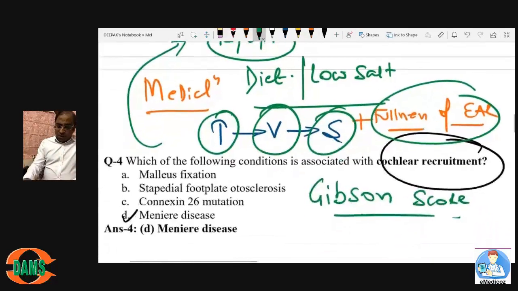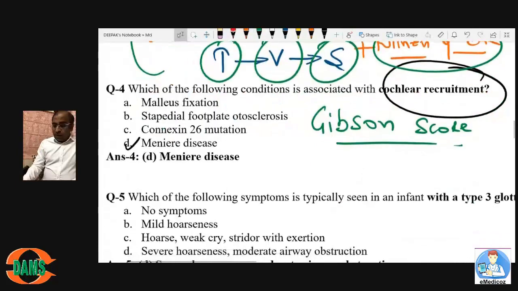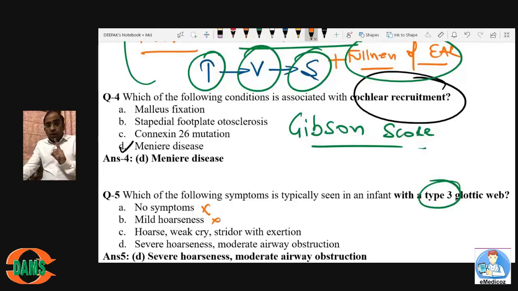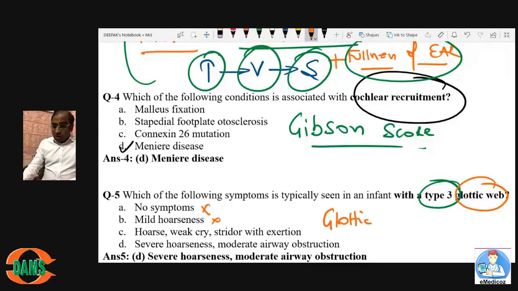Clear? Coming to the next MCQ: which of the following is typically seen in a type 3 congenital web? Now this is again a fresh MCQ. First of all, type 3. Even if you don't know the topic, type 3 means severe stage. Options A and B are ruled out: no symptoms, mild hoarseness cannot be there. Are you getting this point? A type 3 glottic web patient will have severe hoarseness. I have 4 grades, grade 3, grade 4; we always have severe hoarseness. We are talking about congenital webs, and the most common site of webs, as I discussed in my lectures, is the glottic area. Which part of the glottic area?